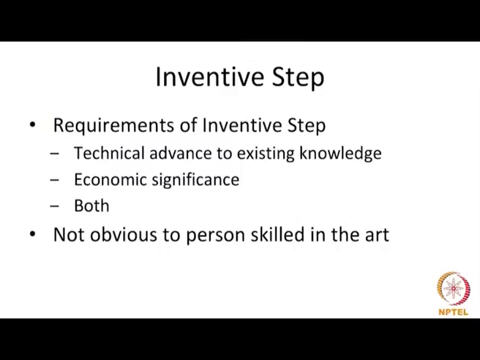So, the requirements of inventive step would be twofold. First, the patent applicant will have to show that there is technical advance over existing knowledge, or economic significance, or both. So, that is the first component. You either demonstrate technical advancement over the prior art, or you show economic significance, or you show both. That is the first component, and that is the feature in an invention that makes the invention not obvious to a person skilled in the art. This was the earlier definition, that the invention is not obvious to a person skilled in the art.